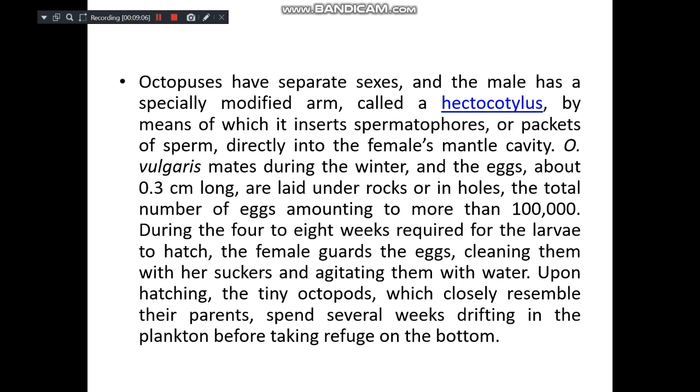After 4 to 8 weeks, the female and the male get separated. Usually males go out. The female usually guards the eggs, cleans them. When the tiny octopus are hatched from the egg, they resemble their parents. Usually, during this time, they drift or float on the water body. Then they take rest at the bottom.